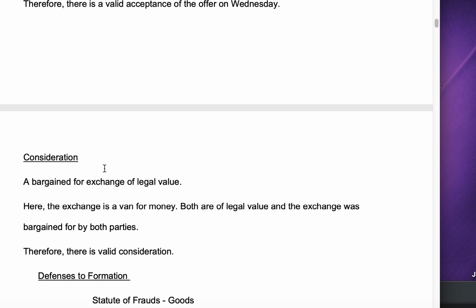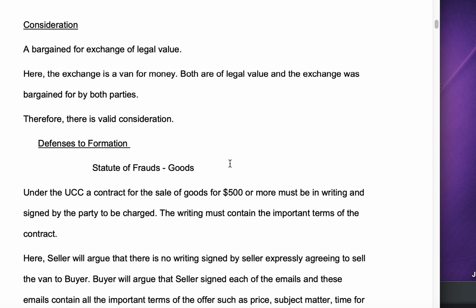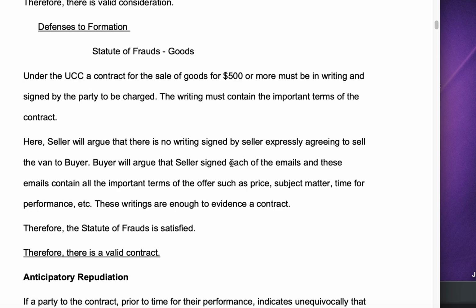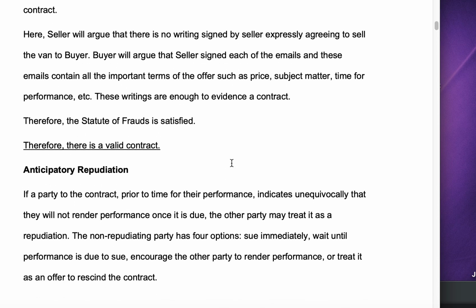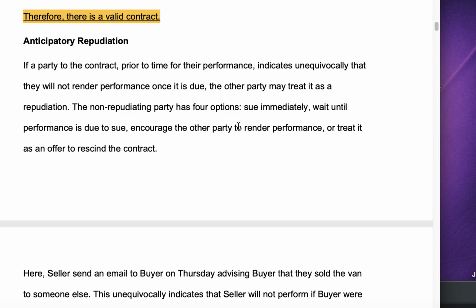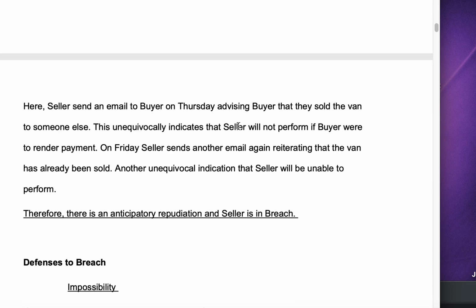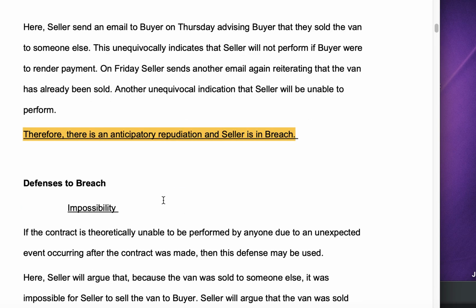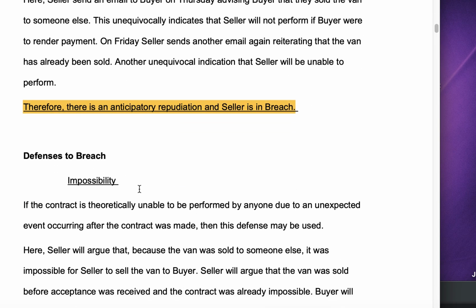And then they put consideration, defenses to formation, statute of frauds, goods, anticipatory repudiation, but they're underlining and highlighting that there is a valid contract. They're saying the statute of frauds is satisfied. And then there's anticipatory repudiation and the seller is in breach. Okay, and then defenses to breach, impossibility.